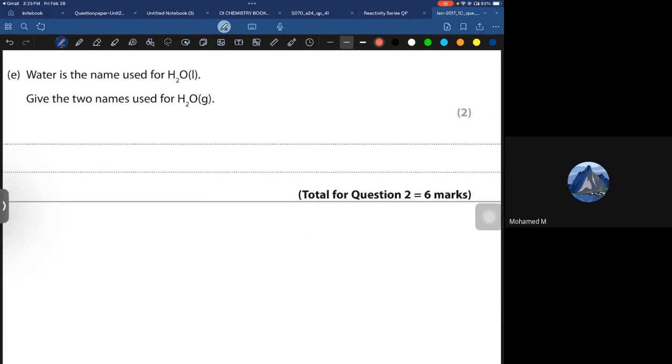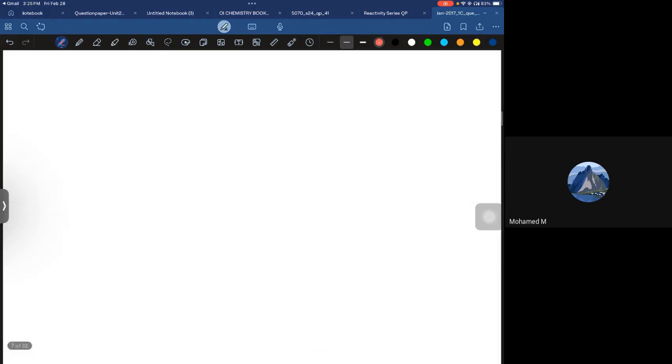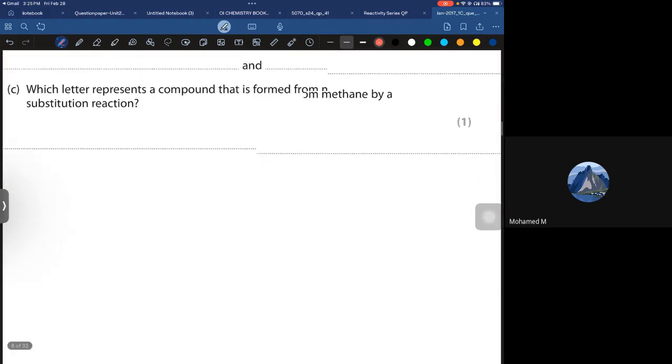Give the two names used for H2O gas. Water vapor, exactly, and what else? Water vapor or steam. Yeah, I can say steam, right? I can say steam. Okay.